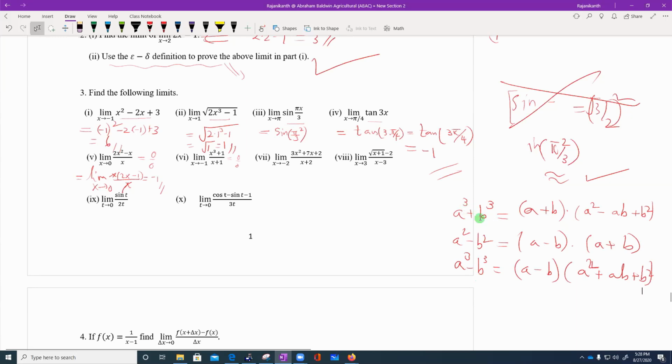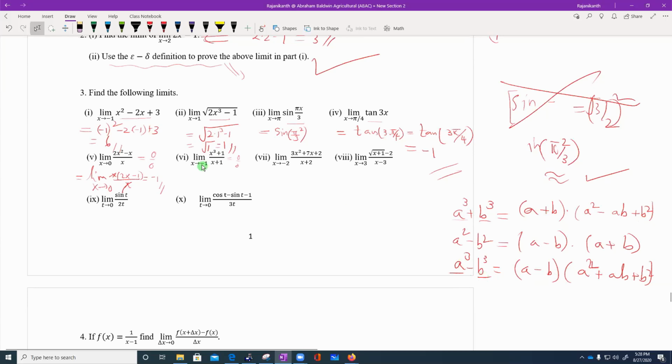So if you have a cube with a plus sign, always put a plus b first with the plus sign, whatever you have in the problem. Then put the first term squared. If you have plus sign, alternate the sign, put the minus. Then multiply these two. Then put the square. The last term is always plus. If you have a negative sign between a cube and b cube, then put a minus b with the negative sign, then the first term squared. Now switch the sign. If you have minus, then make it plus, ab and b squared. Okay.